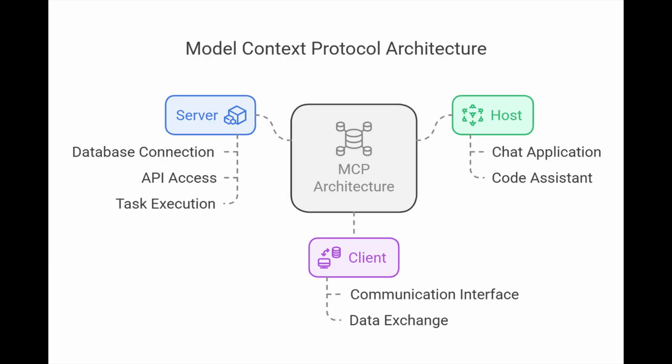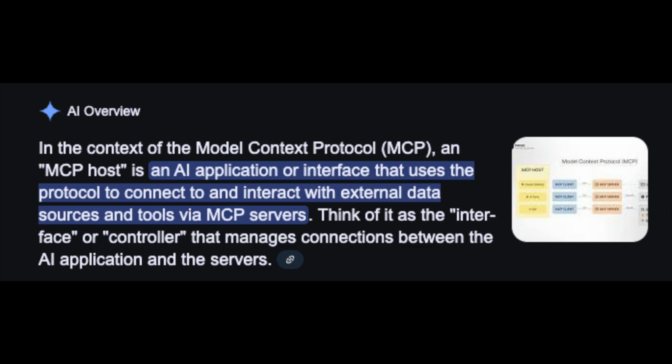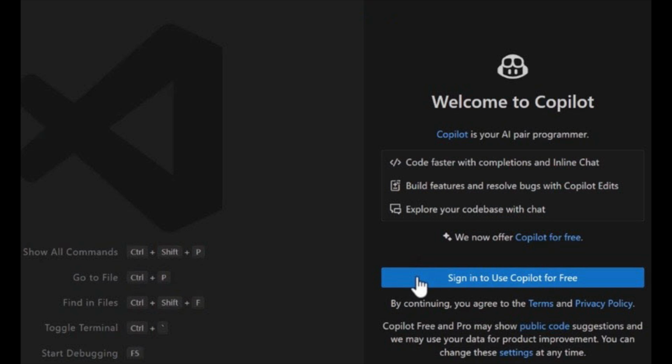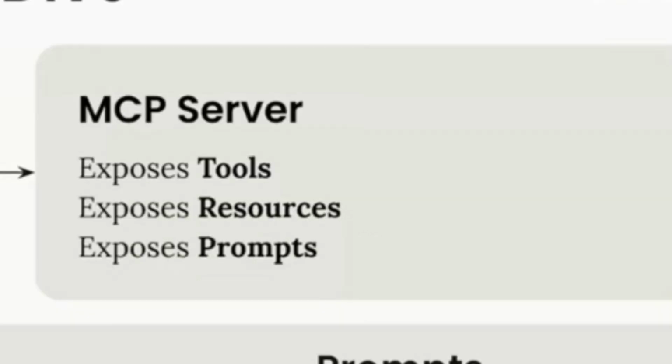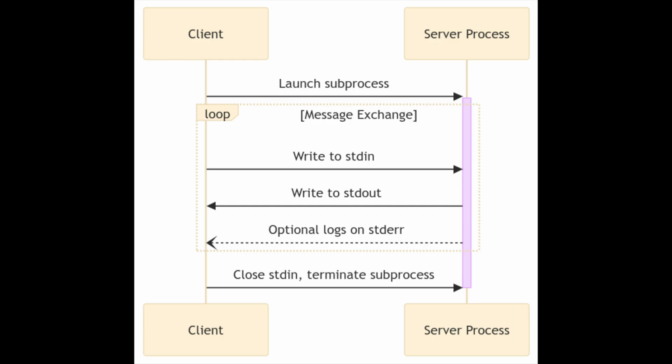MCP operates on a modular client-server architecture, which is made up of three parts. Host process is the AI assistant or chatbot initiating the connection. In this case, it's the GitHub Copilot in VS Code. MCP clients are the intermediaries spawned by the host to handle specific tasks, and MCP servers can be internal or external systems exposing data and tools to the LLM through a standardized schema.